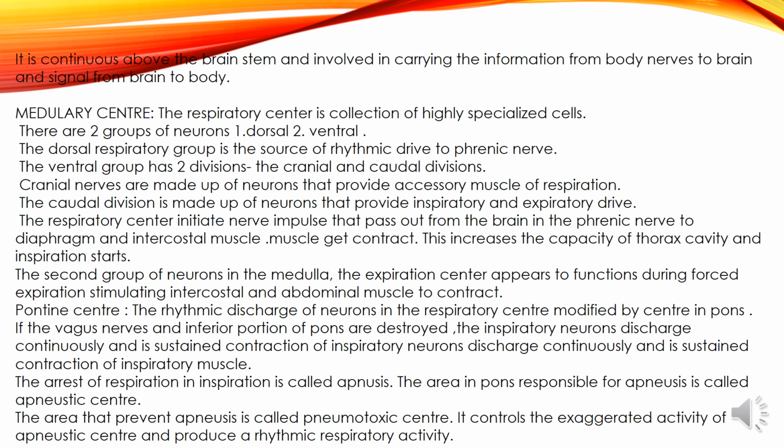Just write it in bold: apneusis. What is apneusis? The arrest of respiration in inspiration. The area in the pons responsible for apneusis is called the apneustic center. So you need to remember apneusis and the apneustic center. The area that prevents apneusis is called the pneumotaxic center, and it controls the exaggerated activity of the apneustic center and produces rhythmic respiration.